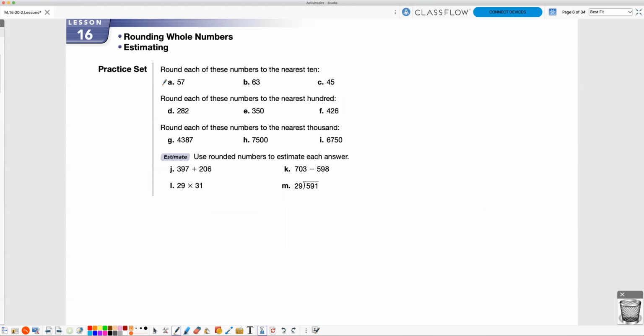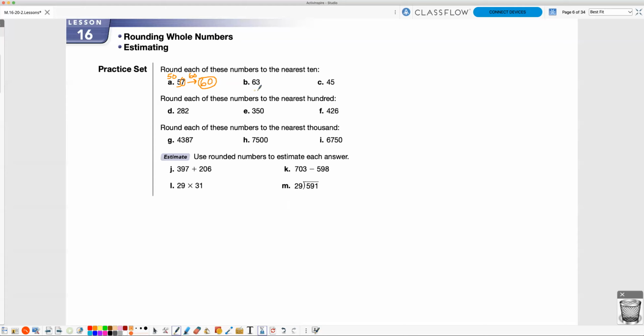All right, round each of these numbers to the nearest 10. Letter A, go ahead and do that. All right, to the nearest 10, you should have gotten 60. It was either going to be closer to 50 or 60. If you're underlining the tens place, that's the 5, and you see 7 is greater than 5, so that means this needs to have a 1 added to it, and then drop the 7, turn it into a 0. 60 would be the answer.